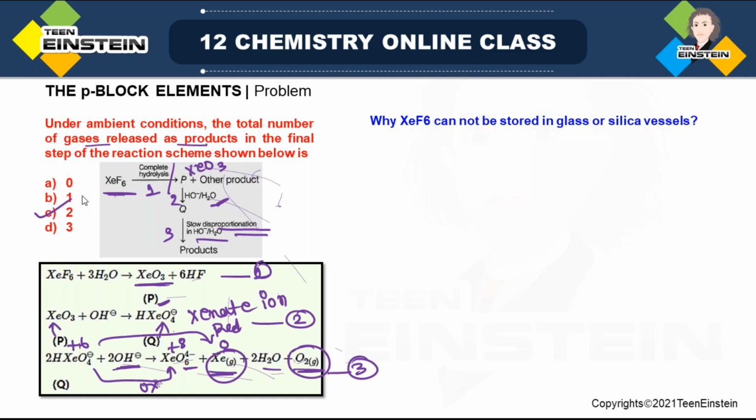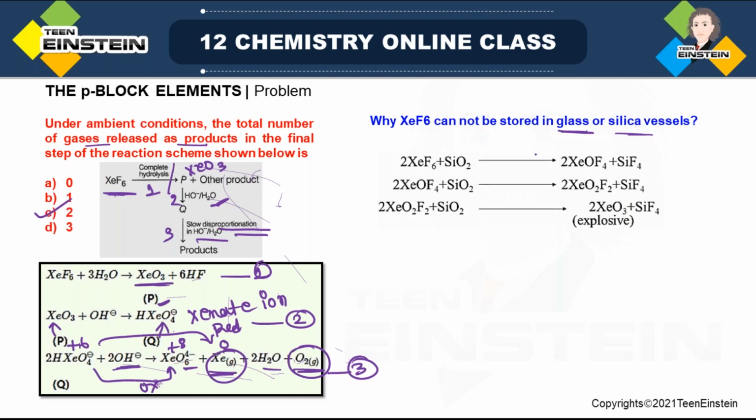Next we have a question, but here we do not have any options. We just have to answer it. Why XeF6 cannot be stored in glass or silica vessel? Normally in laboratory, whenever we do any chemical reaction, it is mostly the glass vessels or silica vessels that are used. And glass is nothing but there is presence of silica. But for XeF6, you cannot do this. And what is the reason behind it? That is the question.